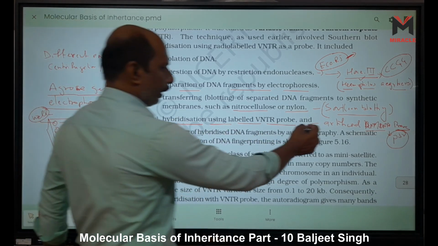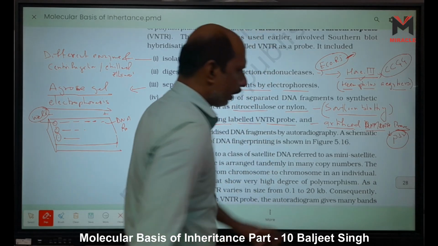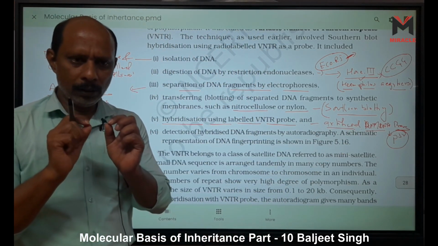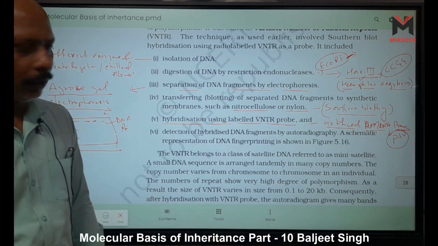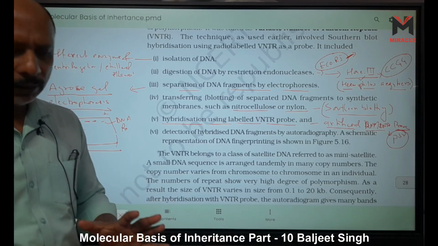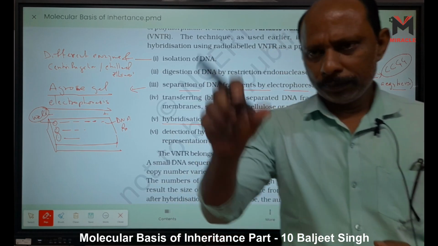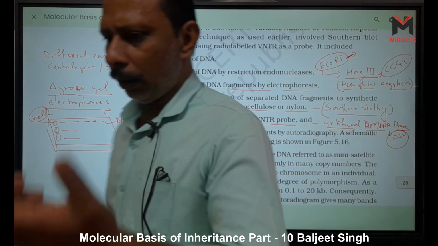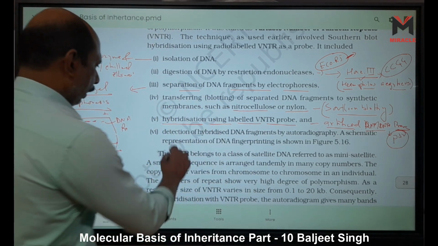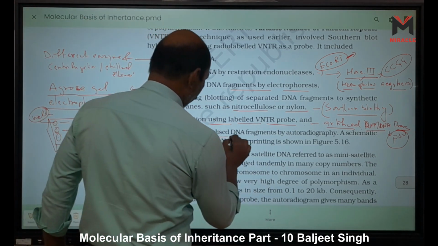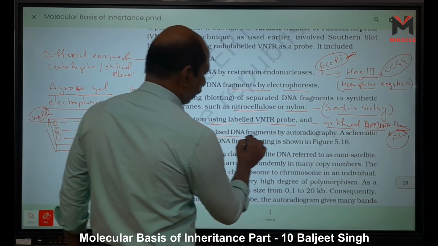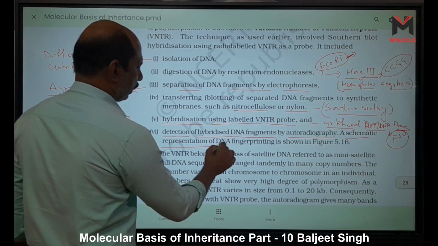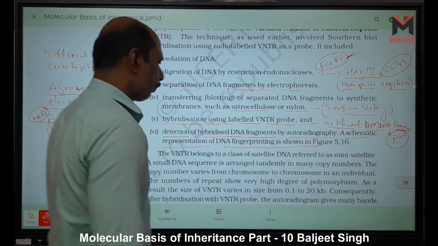Okay, when we add this artificial probe, because they are radioactive, when we expose them to X-rays, then what happens? We get different colored bands. So detection, that is called autoradiography. This detection of hybridized DNA fragments by autoradiography, that is schematic. Okay, the representation is given here. Autoradiography means we use X-ray.